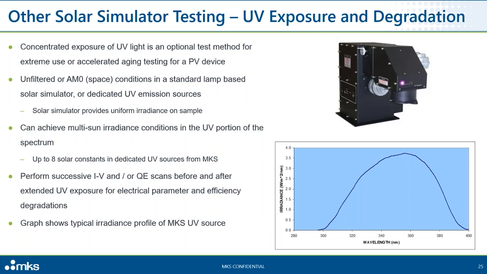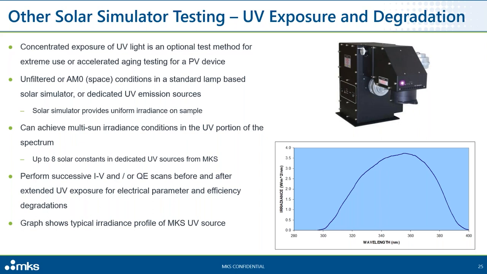Another optional way that we hear our customers want to experience or observe their device under test is to use UV light as a way to either extreme use case, say as extraterrestrial applications, or accelerated aging testing of a PV device or other such device under test. Using a solar simulator, you can use either unfiltered or RM0 in a lamp-based system, or you can get a dedicated UV emission source to irradiate your sample with that specific band of UV energy. Solar simulator is key because that maintains that uniform irradiance on sample to make sure that the total active area of your device has the same level of intensity throughout the device.